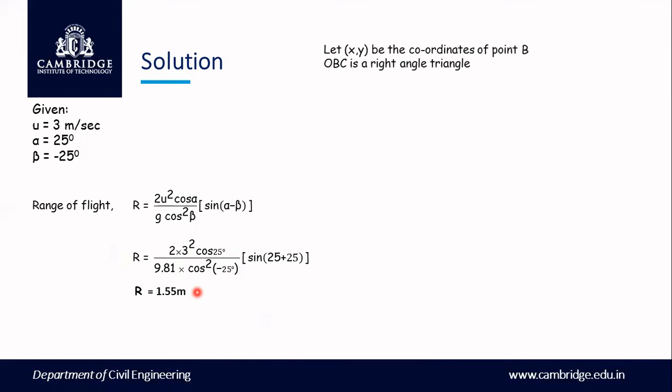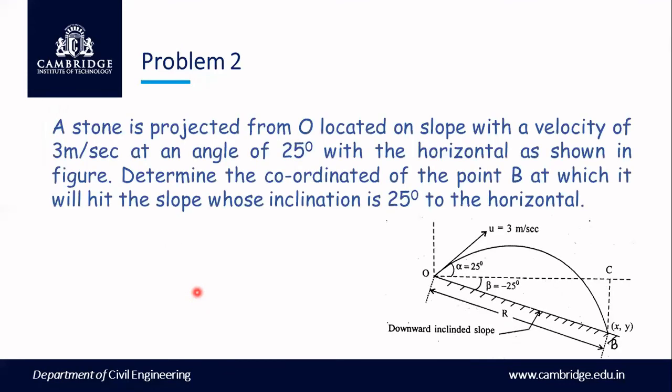Okay, so let x comma y be the coordinates of point B. So OBC is a right angle triangle in the previous figure. If you want to see back, see it here. OBC is a right angle triangle. We have just drawn a perpendicular. We know this angle and we know this range. So obviously you can find out X and Y for this.